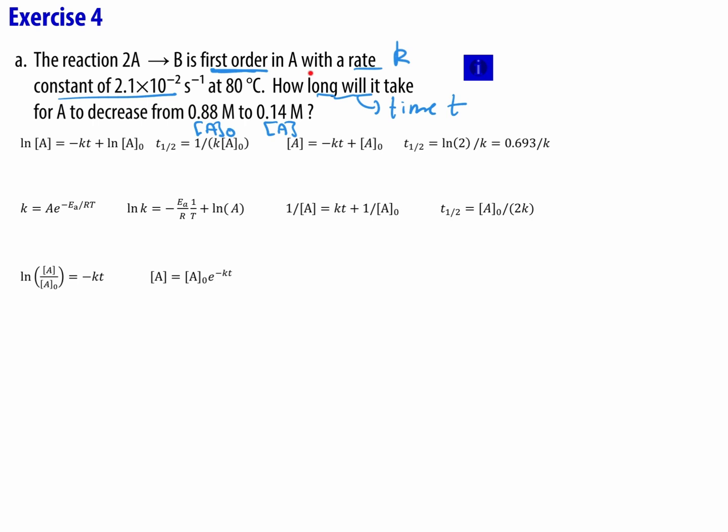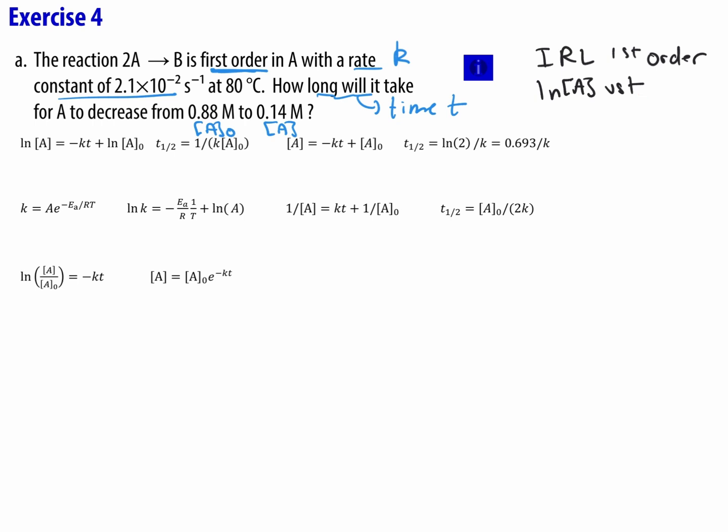Now, because it's first order, we need to use the first order integrated rate law. So this means we're looking for the integrated rate law for first order. I'm showing you what it would look like on your equation sheet, where you get the whole mess of equations and have to pick the right one. The thing to memorize is that it has to be ln of A versus t for first order. So we need to look for the equation with ln of A and t.